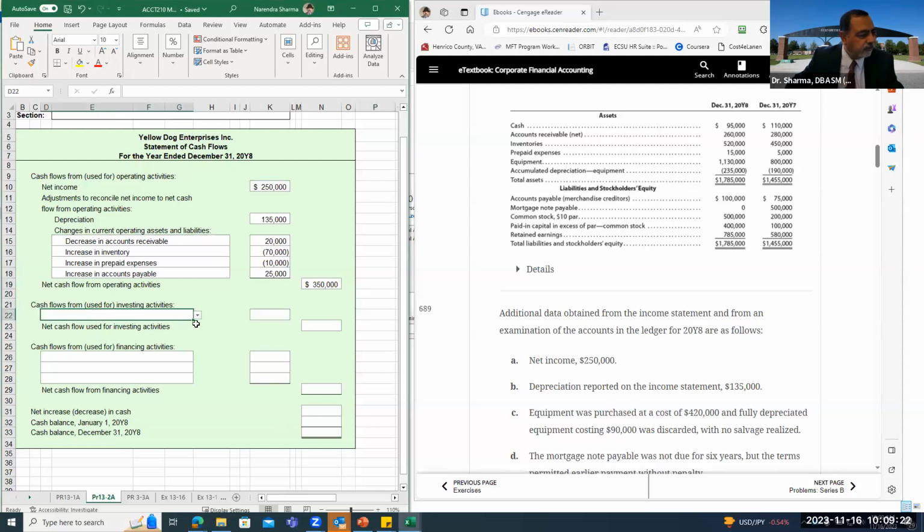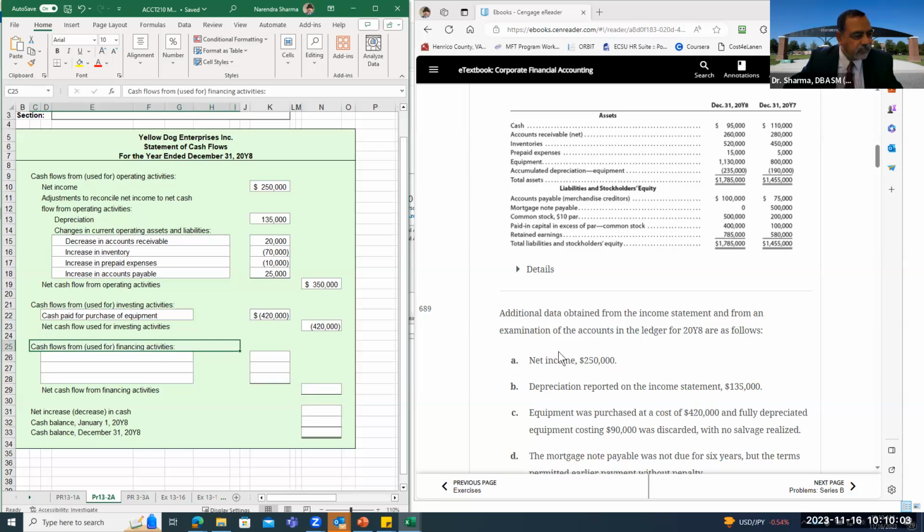That is cash paid for purchase of equipment, and it is a negative amount because it is a 420,000 purchase. So I'm going to say 420,000 negative. Since that is the only cash flow from investing activities, the net cash used for investing is also 420,000 negative. That is taken care of. Now we go on to the financing activity.